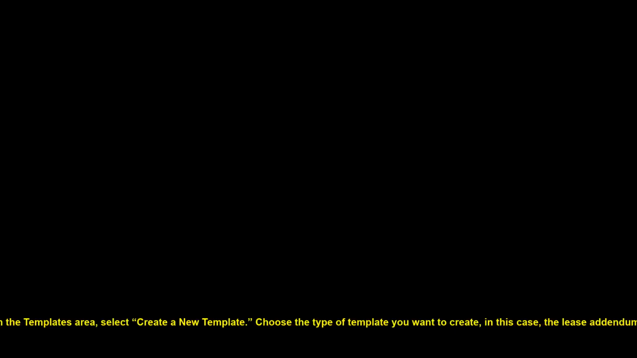Start by logging into your eSign Genie account. Once logged in, navigate to the dashboard. Locate the Templates section on the left sidebar and click on it. In the Templates area, select Create a new template.